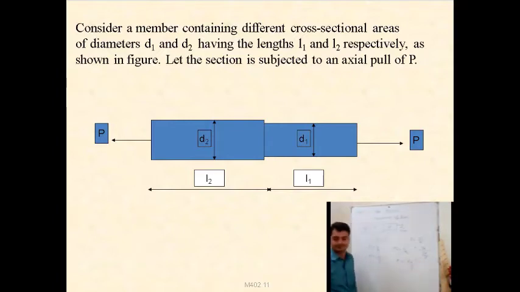If I write for the first material, PL by A delta L, it will be reversed, PL by A E. Similarly, for the second material, PL by A E comes under this one. So this is the final formula for change in length.